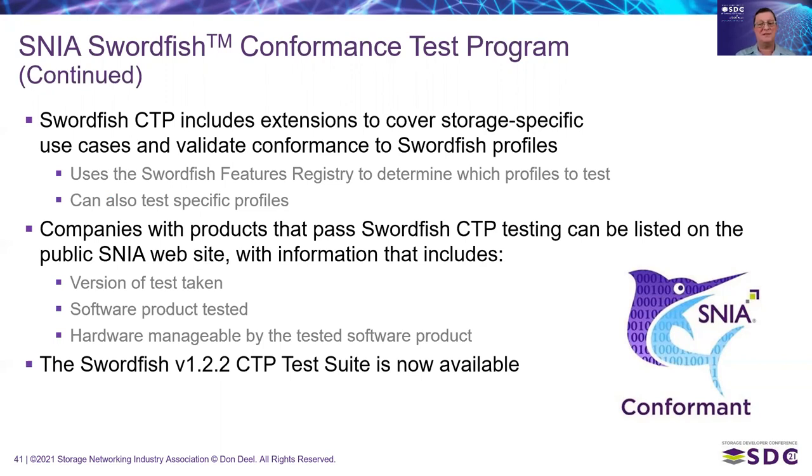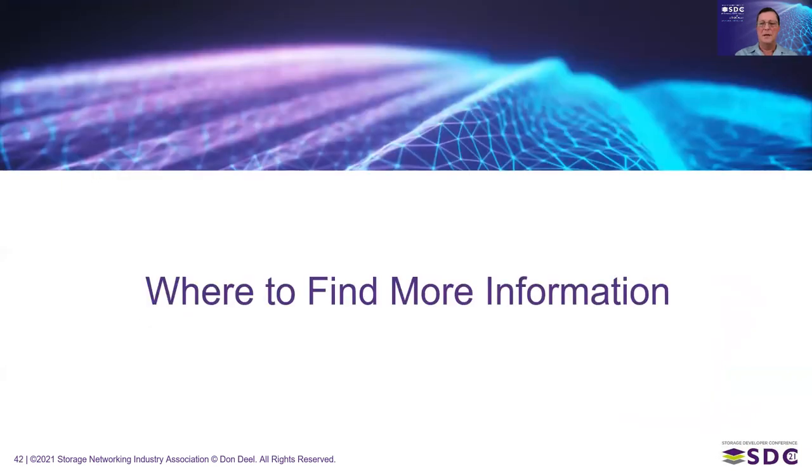Companies with products that pass Swordfish CTP can be listed on the public SNIA website with the name of the product, the version of the test passed, and the hardware manageable by the tested product. Right now, the Swordfish version 1.2.2 CTP test suite is currently available for testing Swordfish-enabled products. Next slide will show where to find more information about Swordfish, Redfish, and a couple of industry efforts that are using Swordfish.